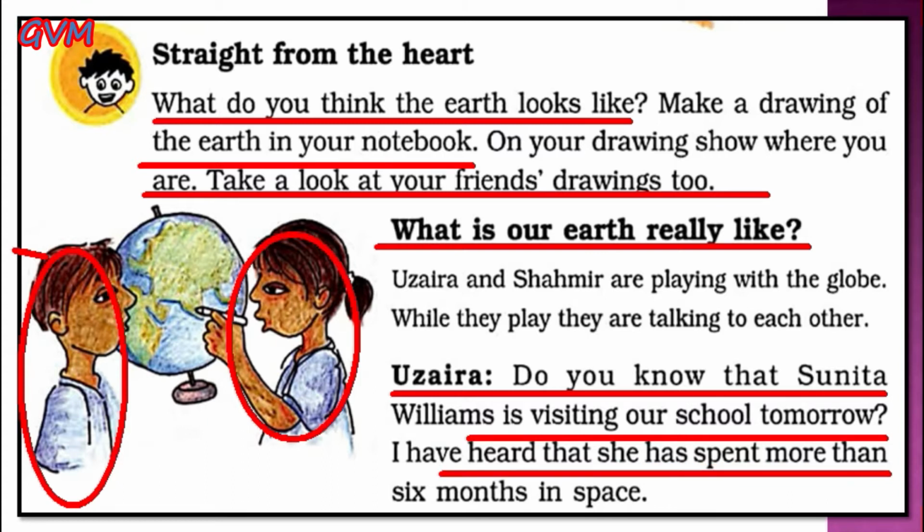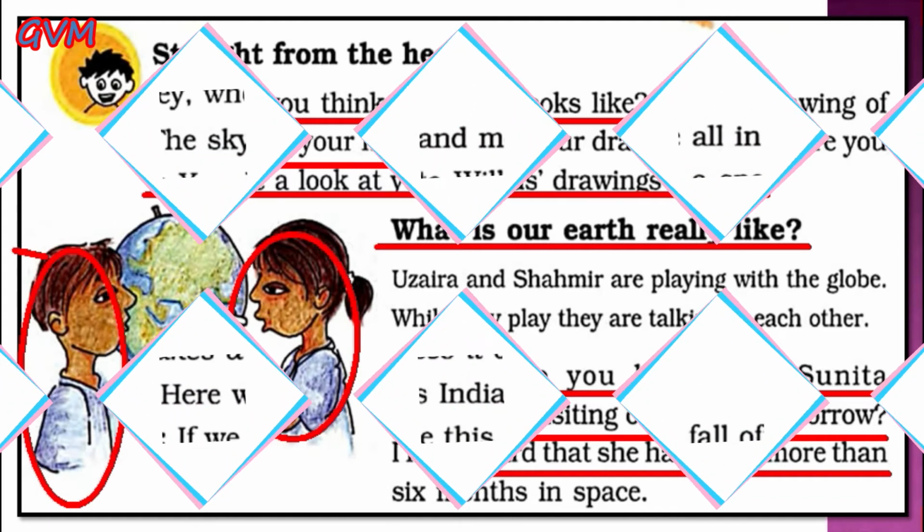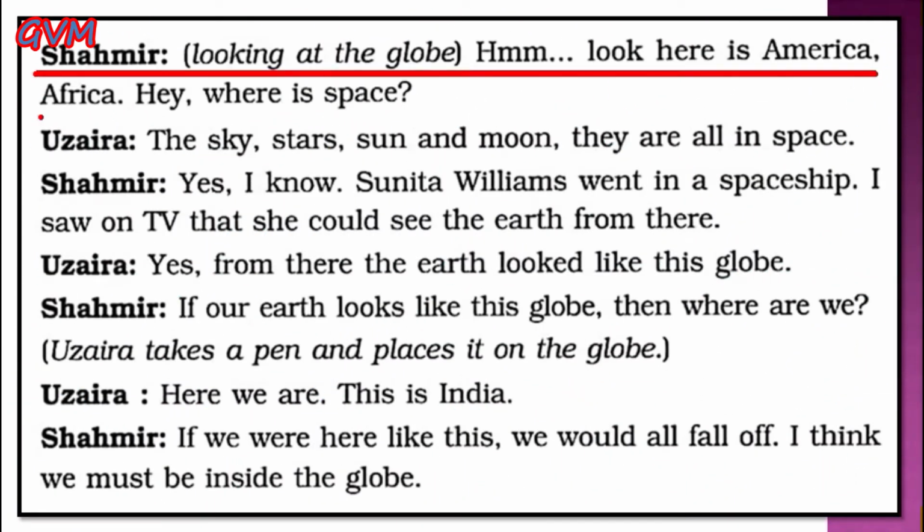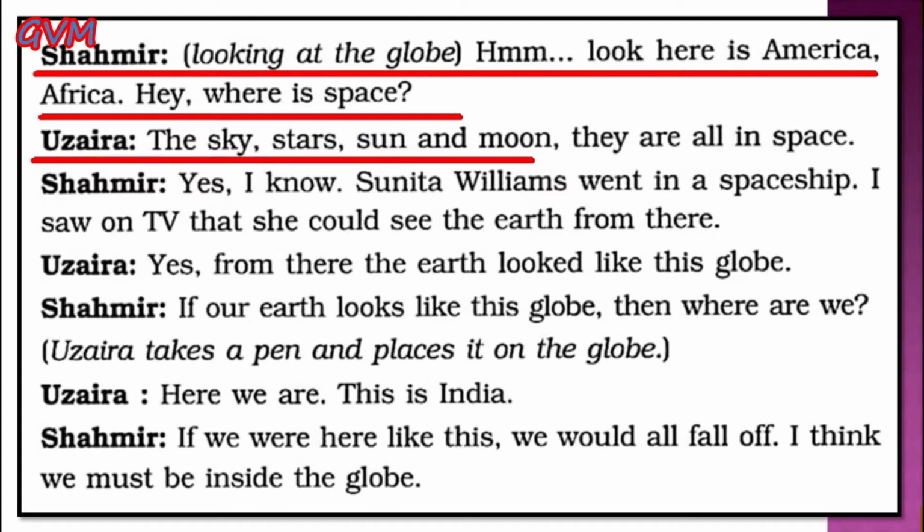Students, Uzaira told Shahmir that tomorrow Sunita Williams is going to visit their school, and she also heard that Sunita Williams has spent more than 6 months in space. Then students, Shahmir replied, look, here is America, Africa. Hey, where is space? Means to say, Shahmir asked Uzaira, look here, here is America, Africa, but I can't see space. Can you answer me? Where is space? Then students, Uzaira answered Shahmir that the sky, stars, sun and moon, they are all in space.